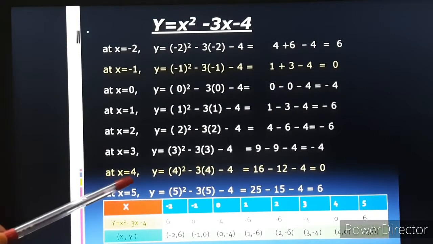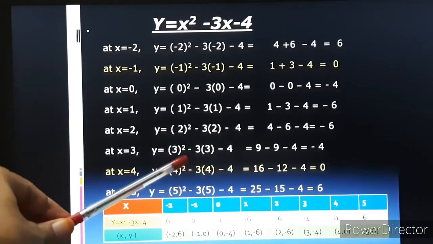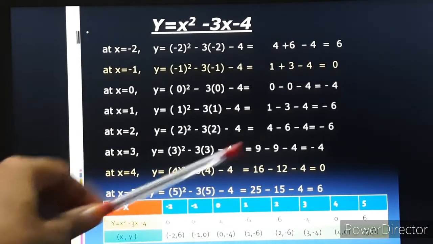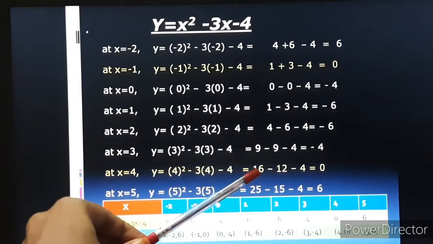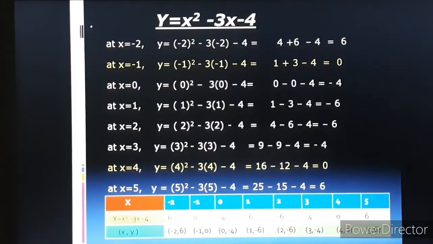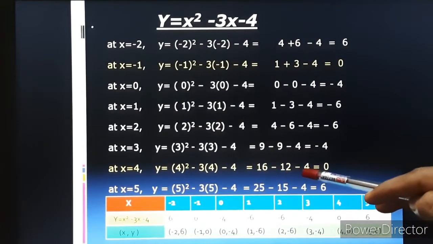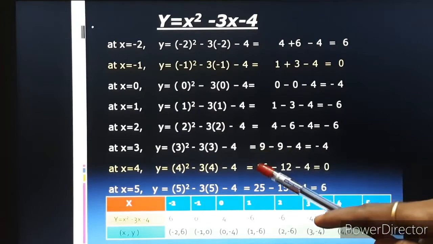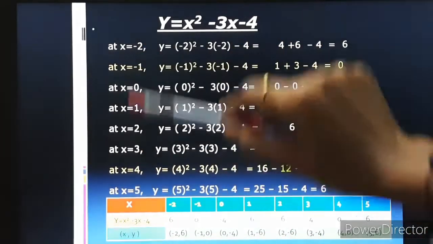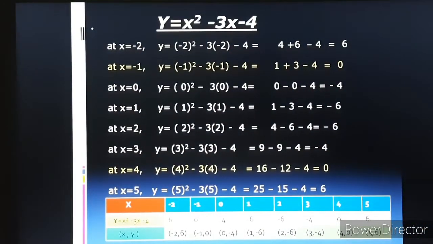Now, I'll take x is equal to 4 here. So, y is equal to 4 square minus 3 into 4 minus 4. 4 square is what? 16. 3 4s are 12 minus 4. So, 16 minus 12 minus 4 becomes minus 16. 16 minus 16, 0. Right? Same, you have to substitute all the x coordinates. You will get the y coordinates, right?